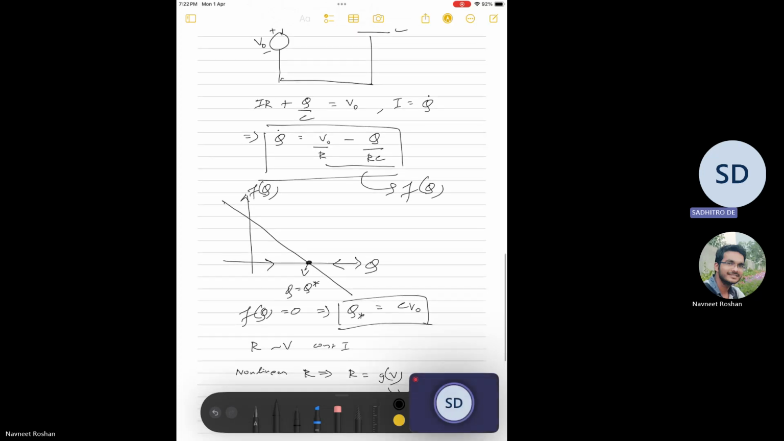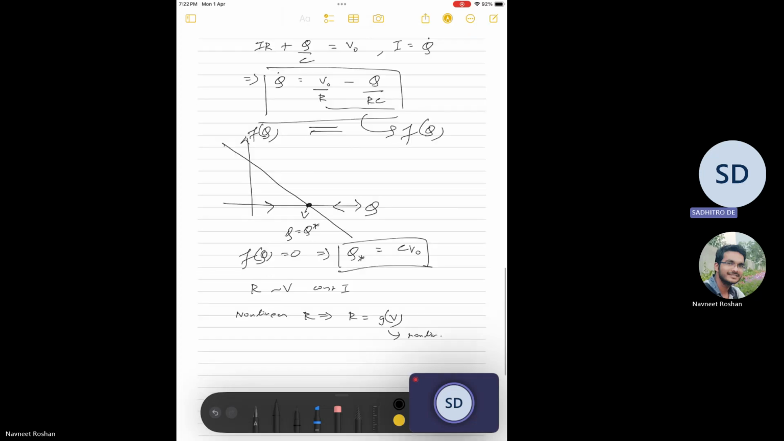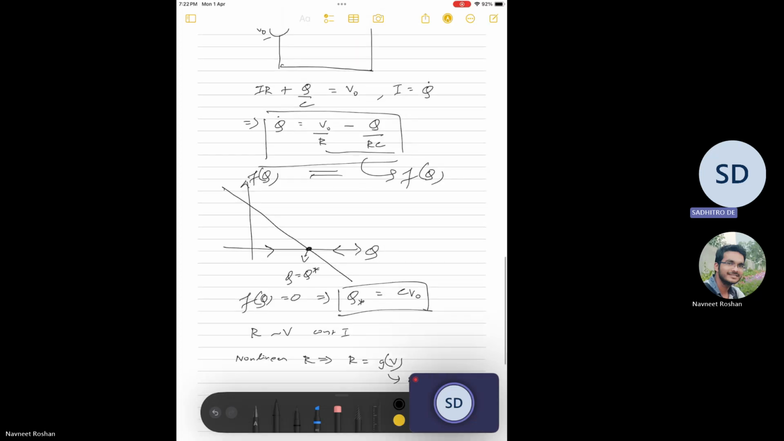So then this particular equation of Q dot, this could have been solved by hand if it is linear, right? But now when it becomes nonlinear, then how do you solve this equation? That is the question.